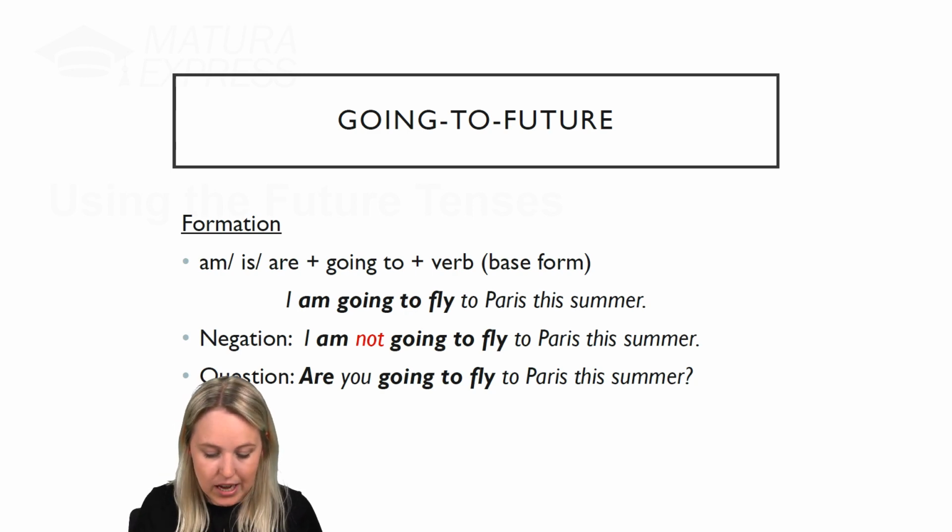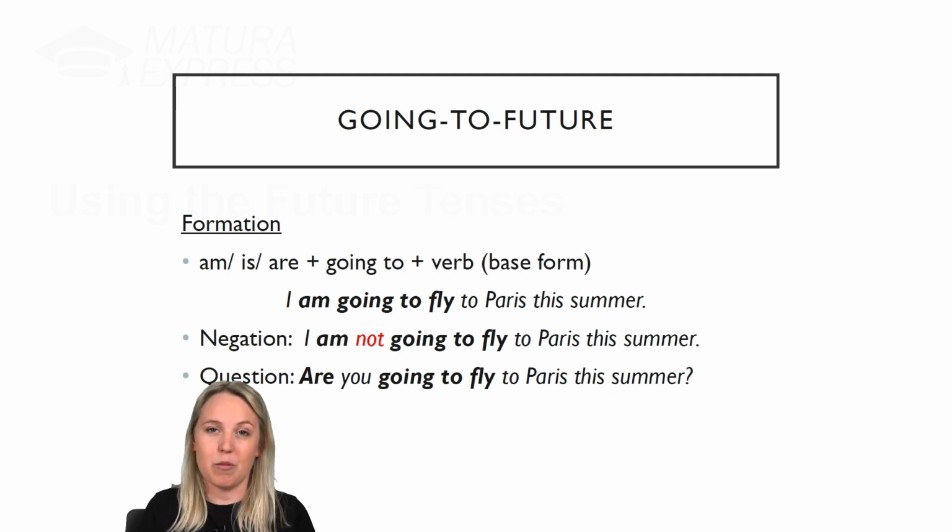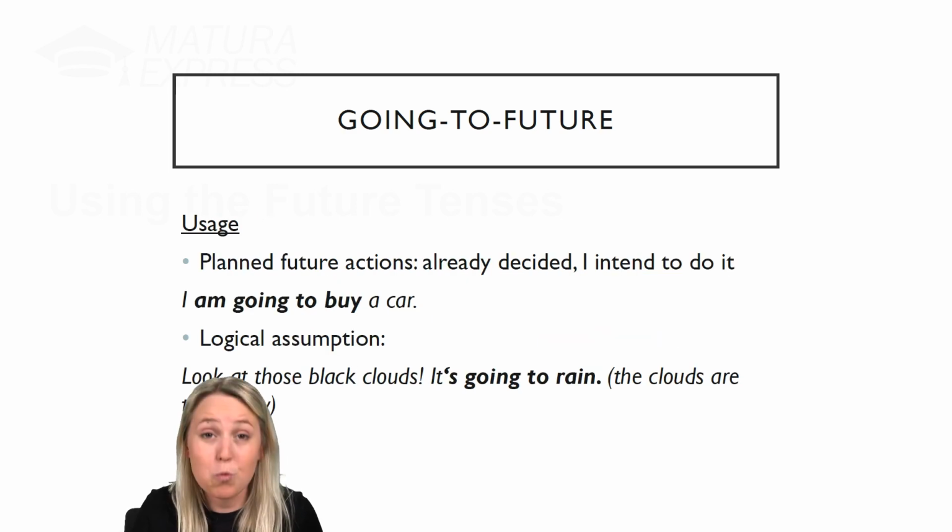Here is an example. I am going to fly to Paris this summer. The negation, you just need a not. So that's not really difficult. You don't need a didn't or doesn't or whatever. Just not. So I am not going to fly to Paris this summer. And a question, are you going to fly to Paris this summer? No, I'm not.